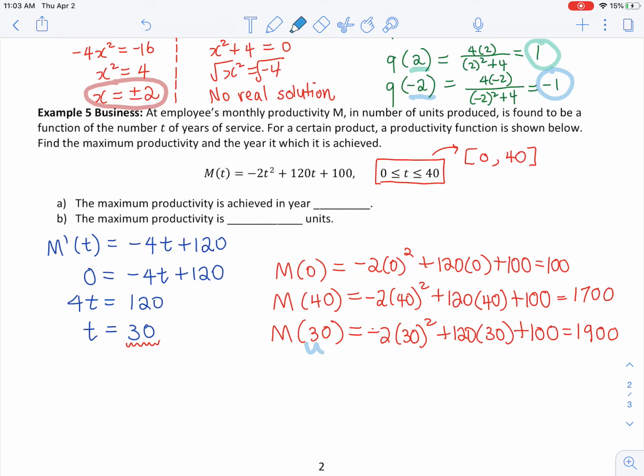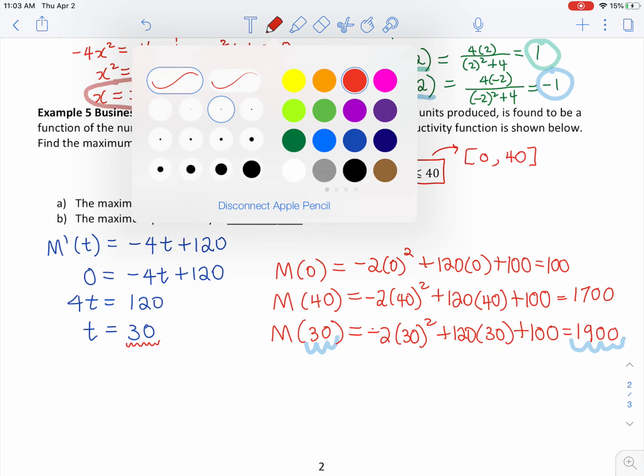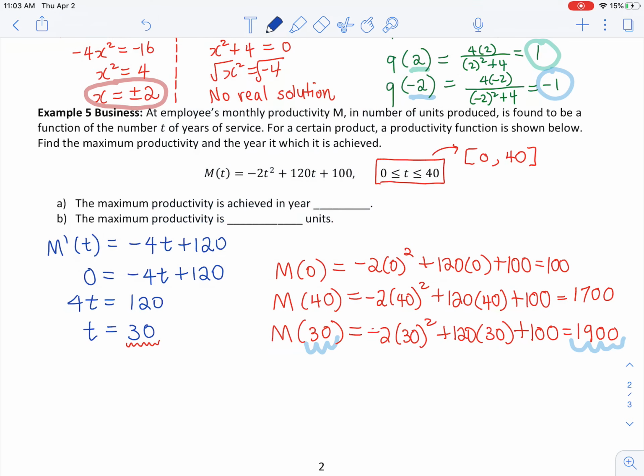The next one, if you plug in, you will get 1,900. So I got it. I know who will create the maximum productivity. That's going to be the person who worked for 30 years, because this person's productivity is 1,900. So we'll give them these answers now.